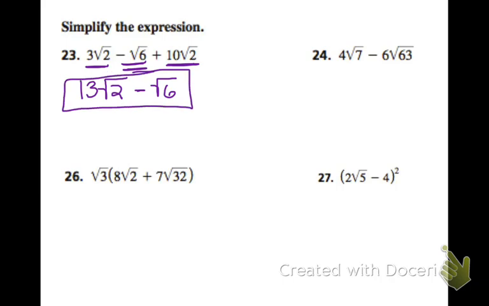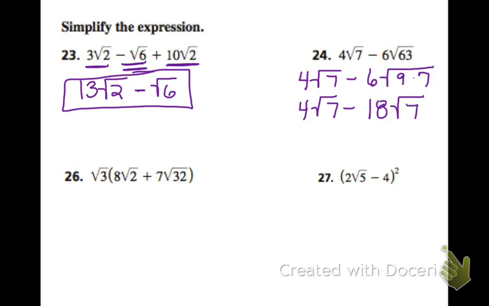Okay. In this case, 4 square root of 7 minus 6 square root of 63, I can see that my 63 can be broken up, because 63 is actually the square root of 9 times 7, and I know that the square root of 9 is 3. So I will have 4 square root of 7, and then 6 times 3, or 18 square root of 7, as a simplified form. And then 4 minus 18 is negative 14, and I'm left with the square root of 7.